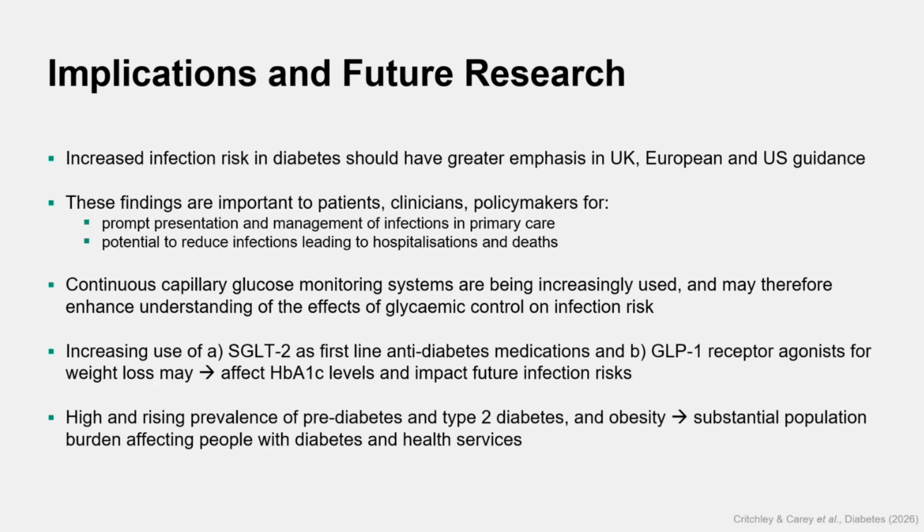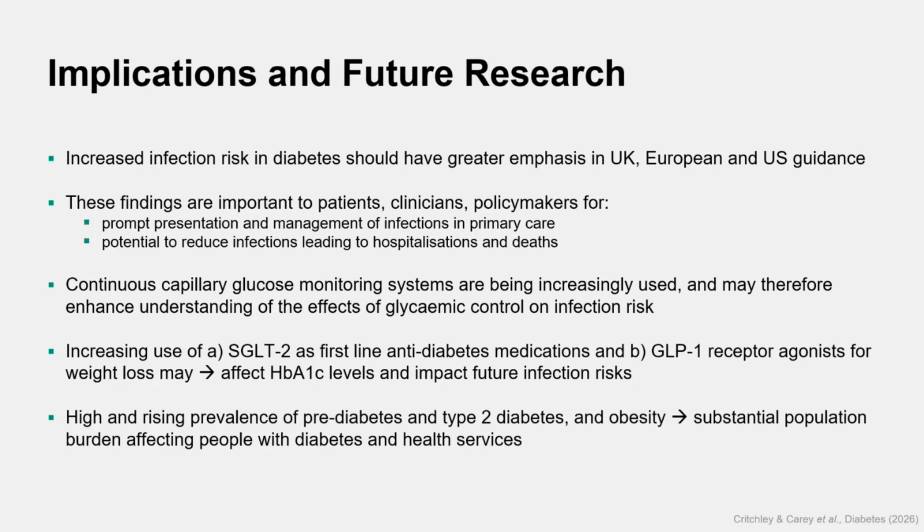The landscape of diabetes care is obviously changing, with capillary glucose monitoring systems being increasingly used. It provides another opportunity to think about glycemic control and risk of different complications, including infections. Alongside newer guidance that has been issued, particularly the use of SGLT2s as first-line anti-diabetes medications and GLP-1 receptor agonists as weight loss medications, it remains to be seen what the impact of this will be on infection risk in the future.